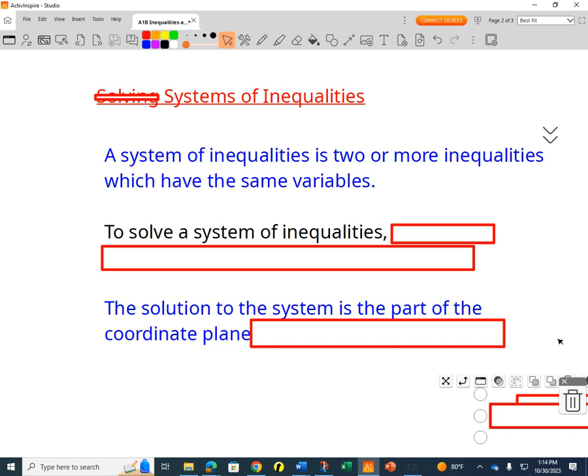So to solve a system of inequalities, we're going to do the same thing we did to solve a system of equations. We're going to graph that system, or graph each of the equations that are part of that system on the coordinate plane. That's what we did for a system of equations.